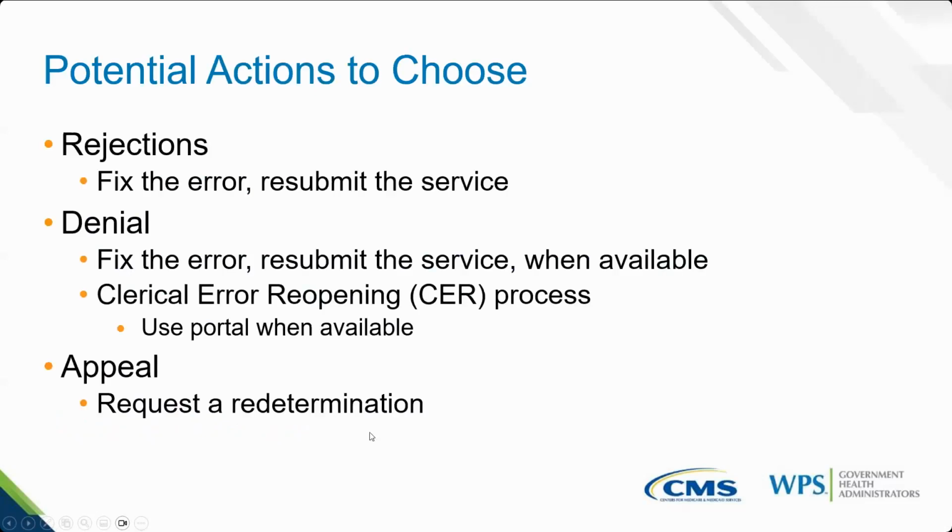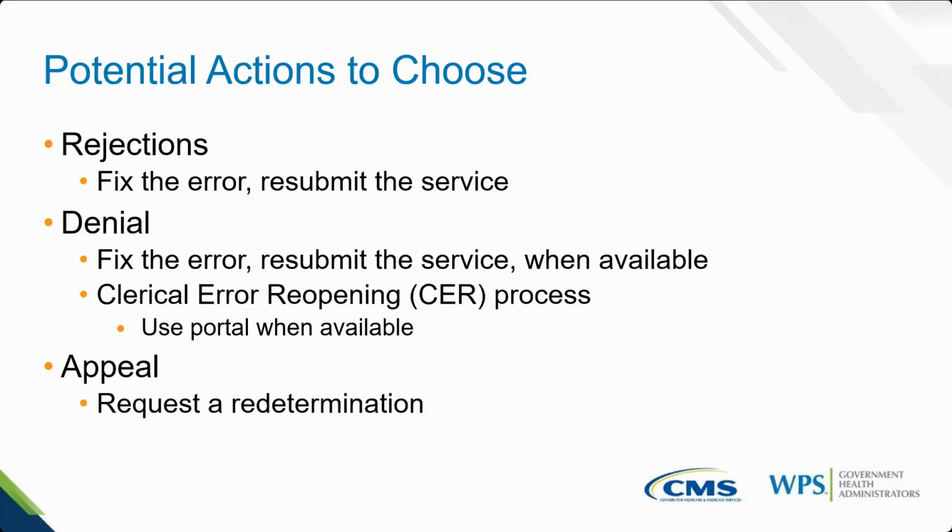Next, I want to talk about whether you need to correct or appeal the MAC's decision to pay or deny a claim. After reviewing your remittance advice, or RA, you will need to choose an action to take. For an unprocessable or rejected claim, you'll need to fix the error and resubmit the claim to Medicare. Remember, for rejections, there are no appeal rights.